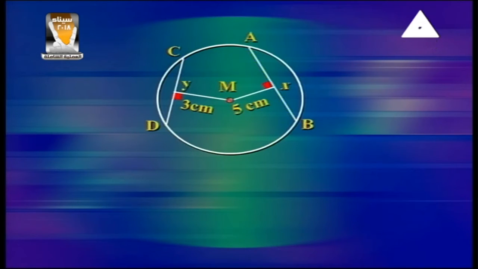Now try to put greater, smaller, or equal in the following statements. If you have a figure, circle center M, AB and CD are two chords, MY is 3 centimeters, MX is 5 centimeters. Here the perpendicular distance MX is longer than MY. So what's the relation between AB and CD? Of course, AB will be shorter than CD, so it is smaller than CD.